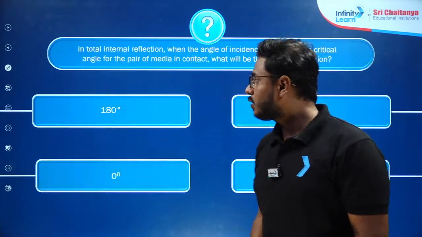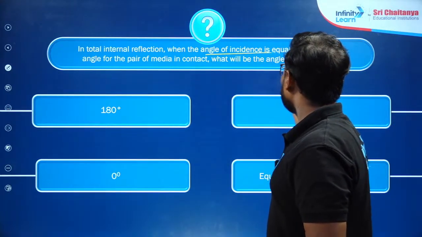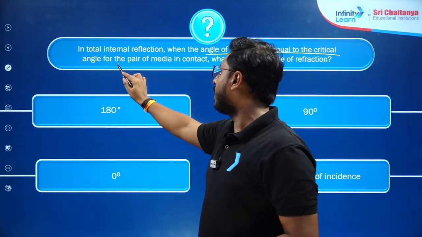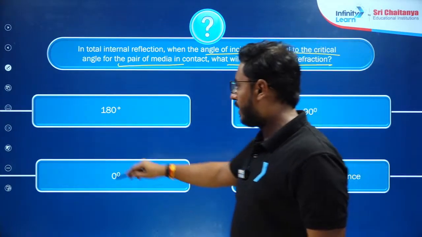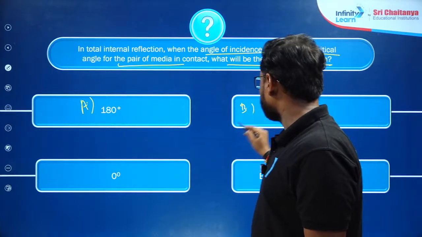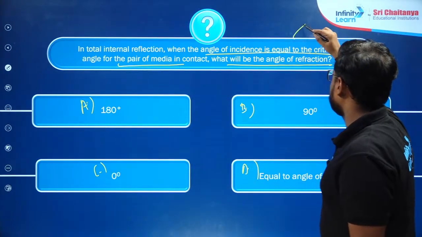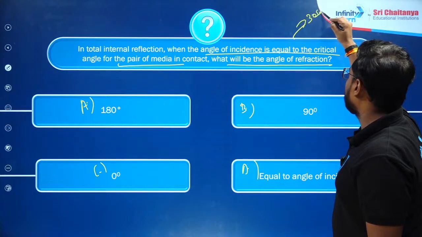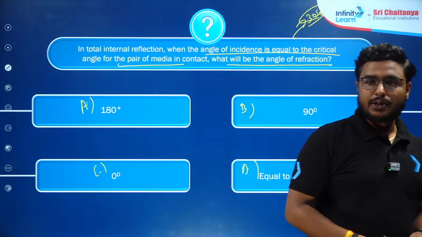Now, the next question here. In total internal reflection, when the angle of incidence is equal to the critical angle for the pair of media in contact, what will be the angle of refraction? Again, a very easy question. 30 seconds only. Option A 180 degree, option B 90 degree, option C 0, option D equal to the angle of incidence. Only 30 seconds are there for you to give me the answer and your time starts now. Quickly answer, everyone.